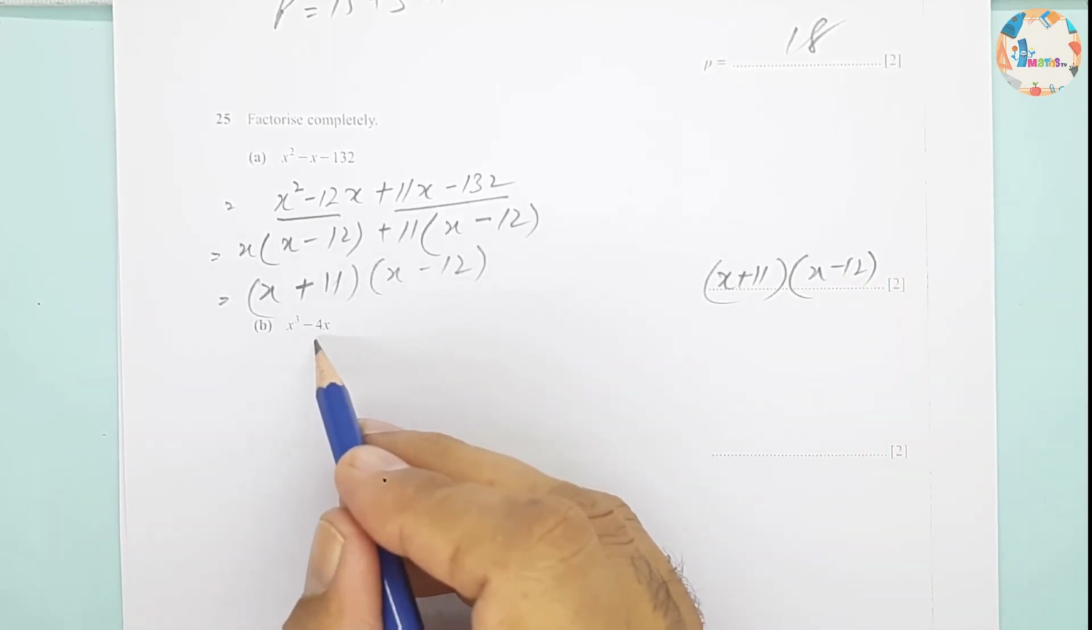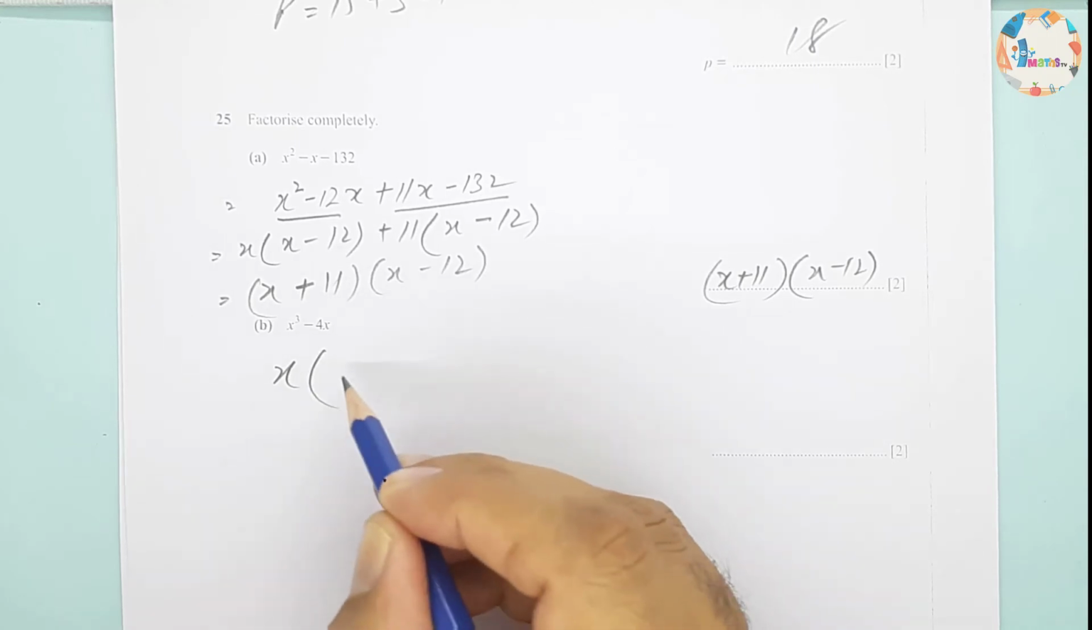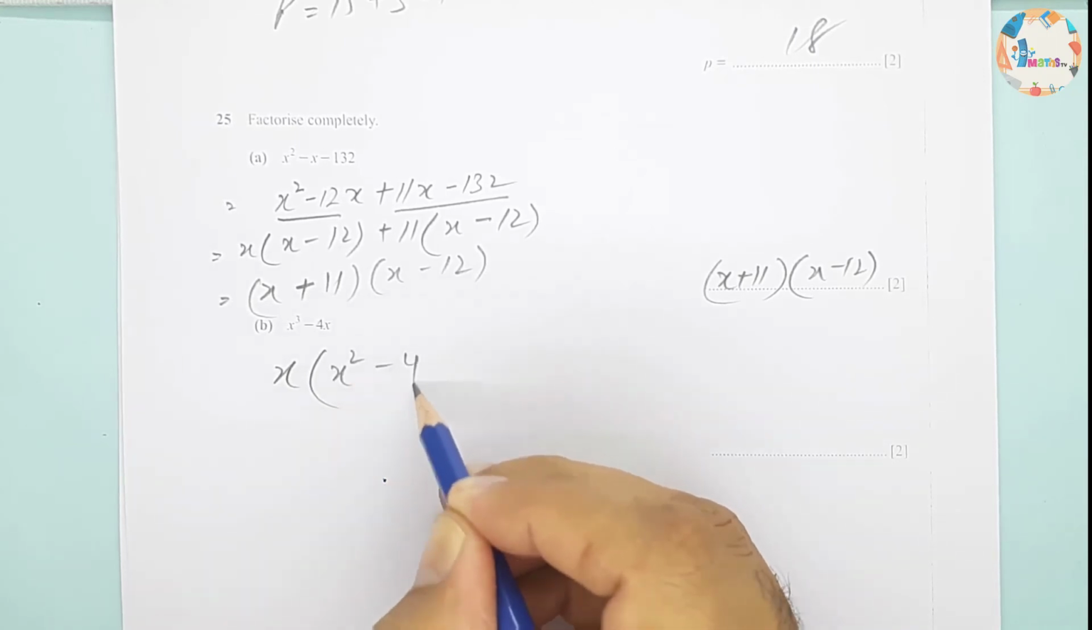Then this one, x cubed minus 4x, we can take x as common, so it will be x squared minus 4.